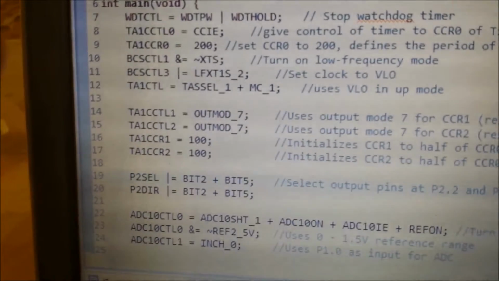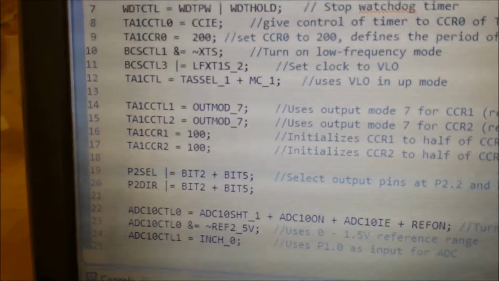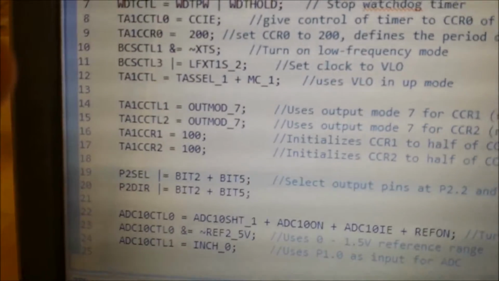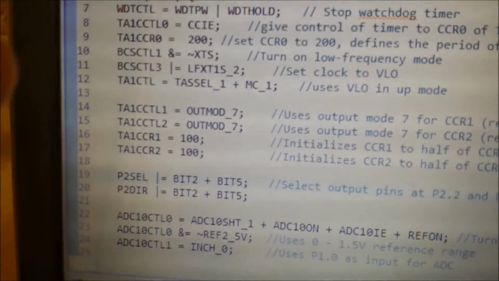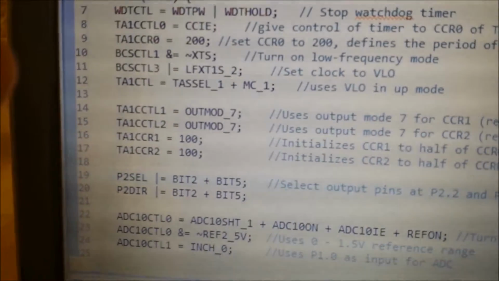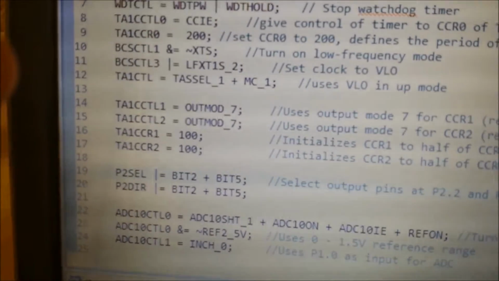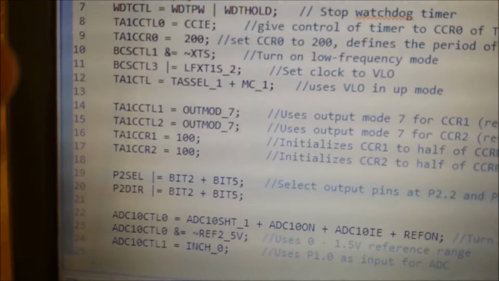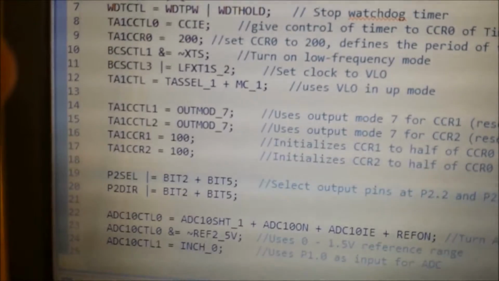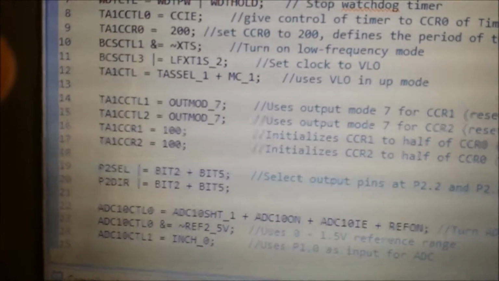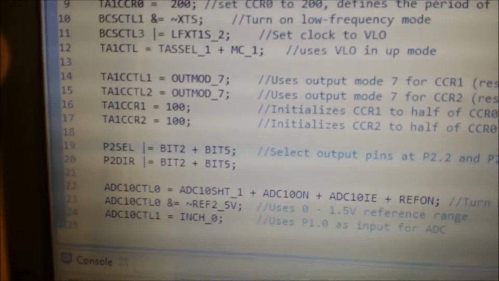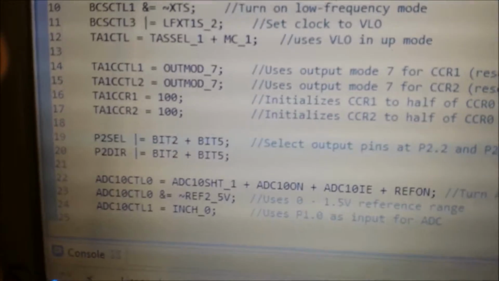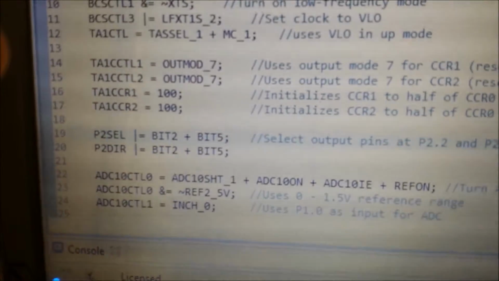I set CCR0 to 200, which when you divide by the 12K frequency of the VLO timer, will give you a refresh rate of 60 Hz, which is at the level where the human eye will perceive it as a continuous stream, which is good. Then CCR1 and CCR2 default to 100, which is half of CCR0.